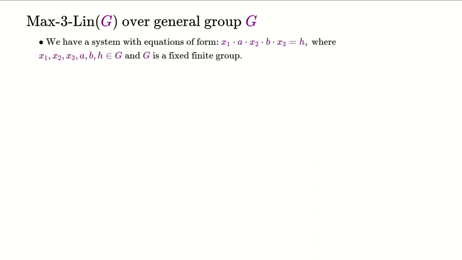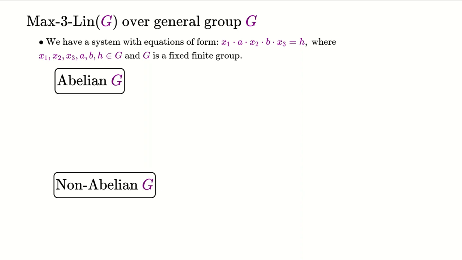Let us now discuss Max-3-Lin over a general group G. In this case, we have equations of the form x1 times a times x2 times b times x3 is equal to h, where the terms take values in some fixed finite group G. Let us remark that we think of G as being fixed and of the instance as increasing in size. We split our discussion into two distinct cases, when G is abelian and when G is non-abelian.